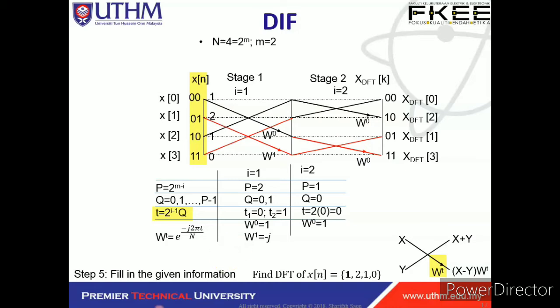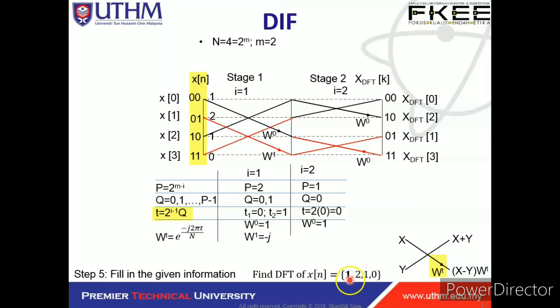Okay. So the next step is to fill in the given information. For example, find the DFT of discrete signal xn equals to 1, 2, 1, 0. So you need to arrange the value of the discrete signal in this area, where the left side is the discrete signal.